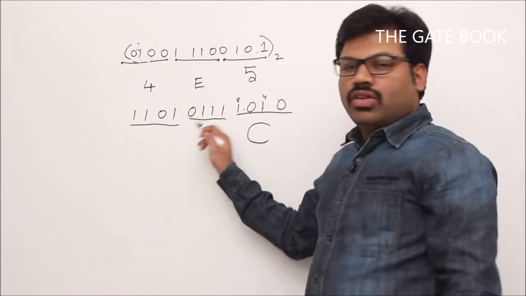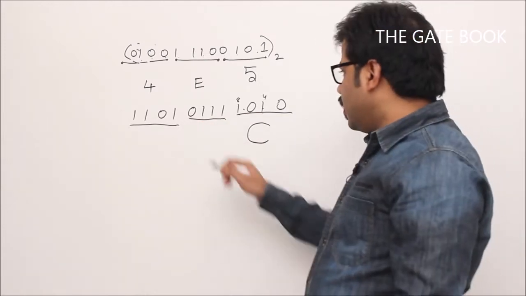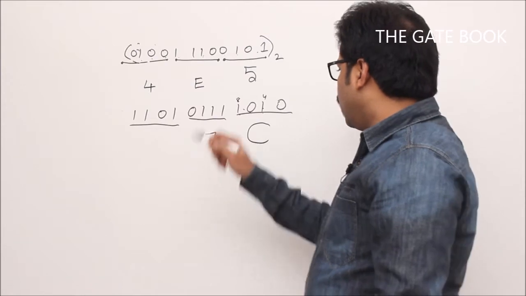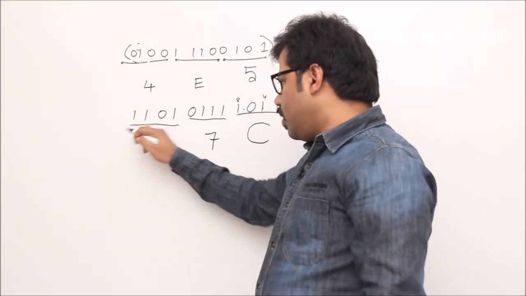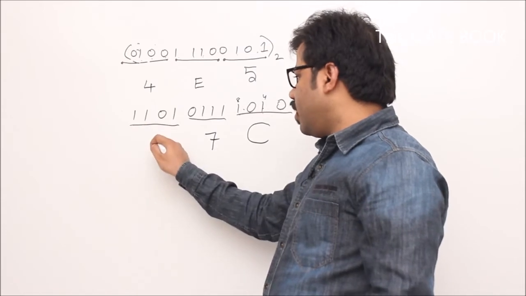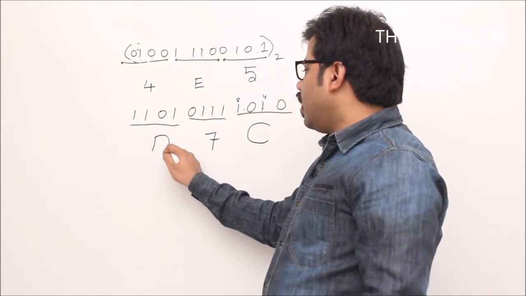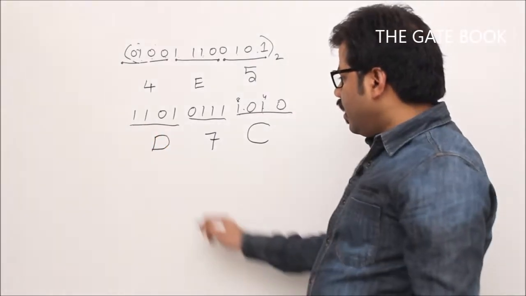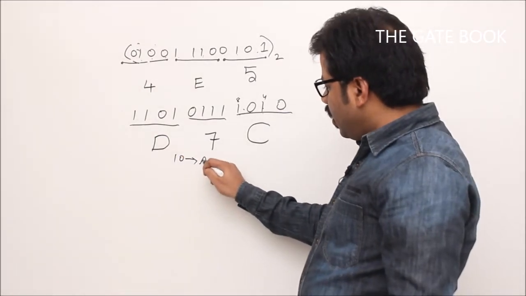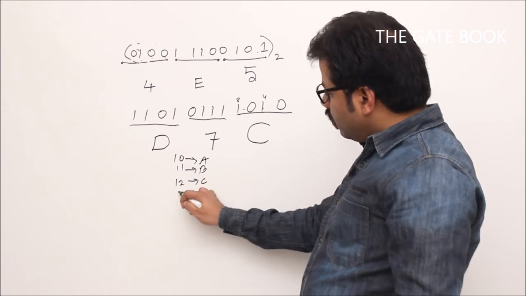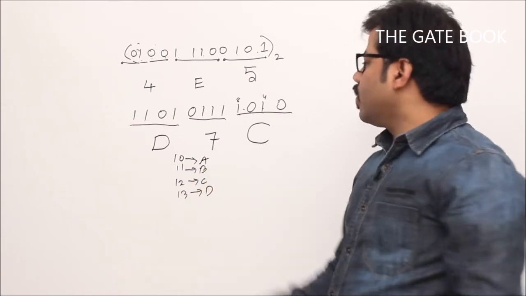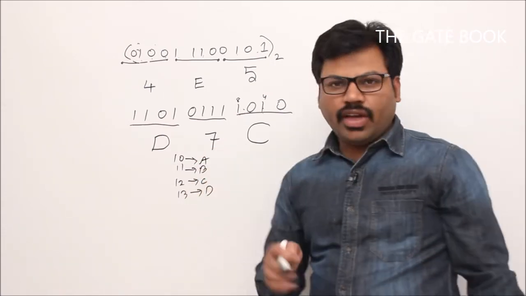Now 0111 is to be converted to one hexadecimal digit, it is 7. Correct? Then 1101: 8 plus 4, 12, 12 plus 1, 13. 13 is nothing but D, correct? So in that way, D7C. Remember, 10 is A, 11 means B, 12 means C, 13 means D. So we can convert binary to hexadecimal.